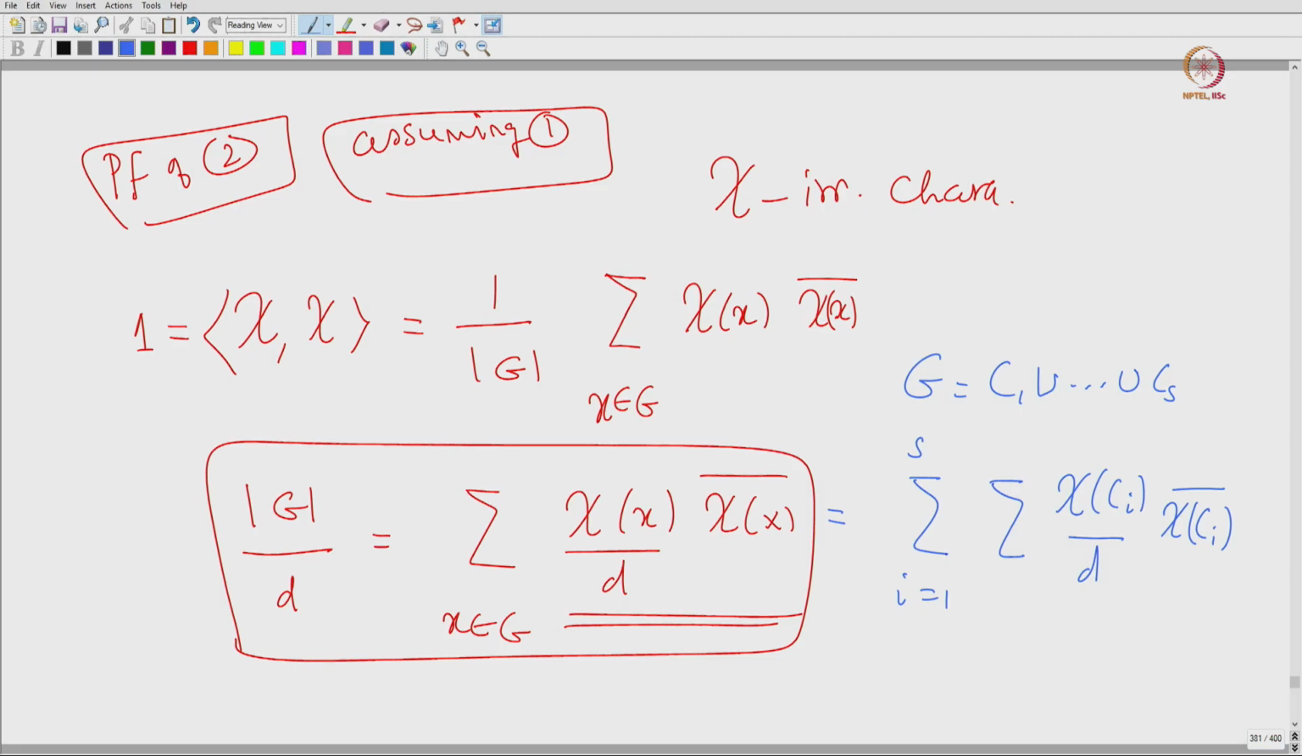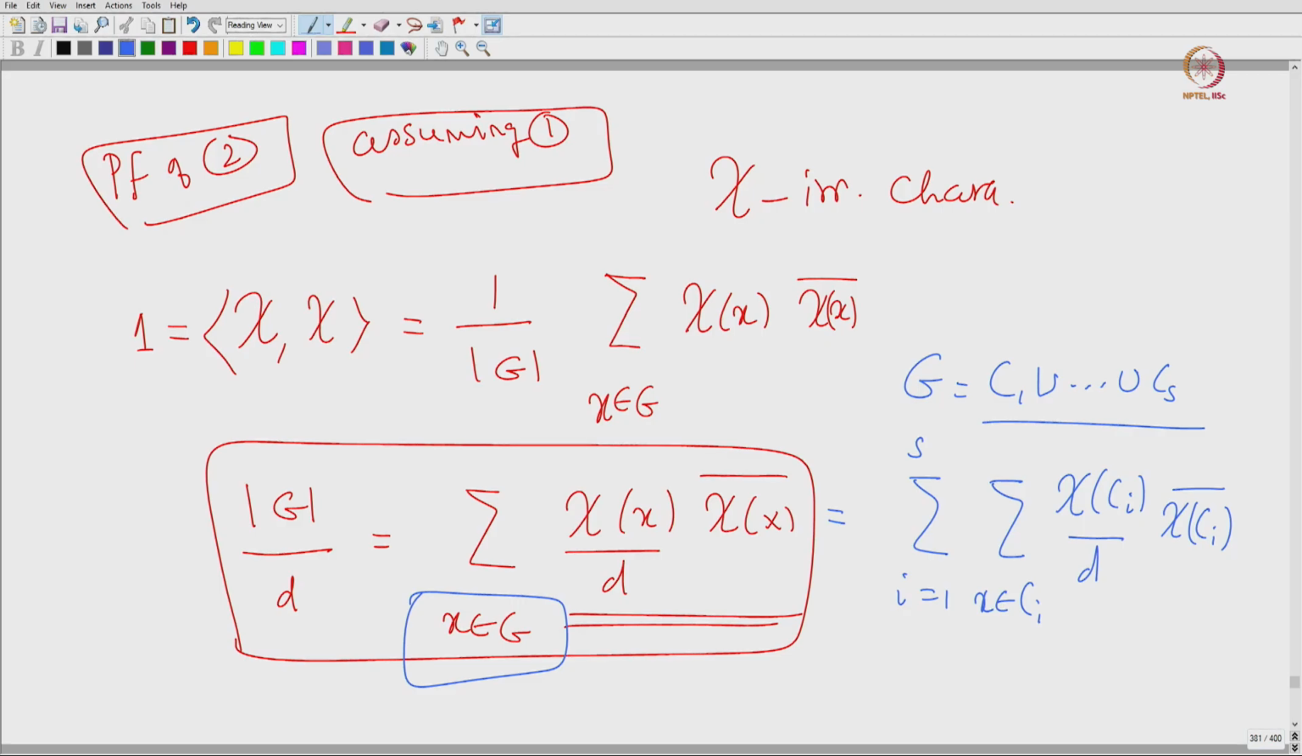This is since we are running over all x in G, so we can use it for all x in C i. This equality comes from the fact that we write G as a disjoint union of C 1 through C s, and chi is a class function, so we just combine the values.